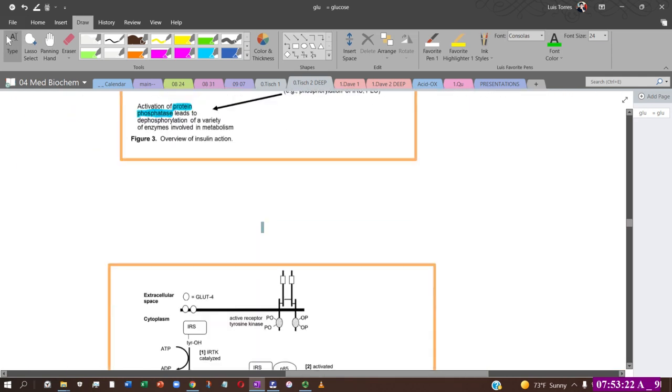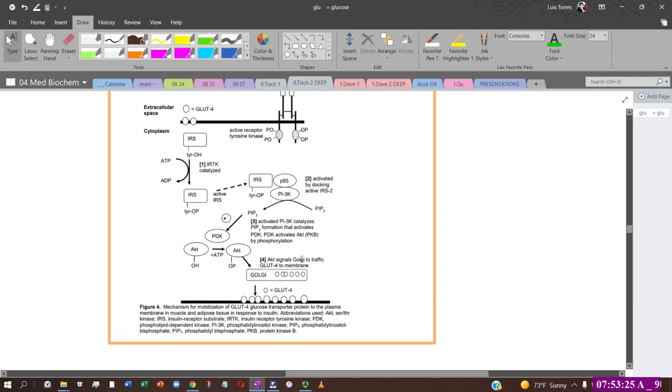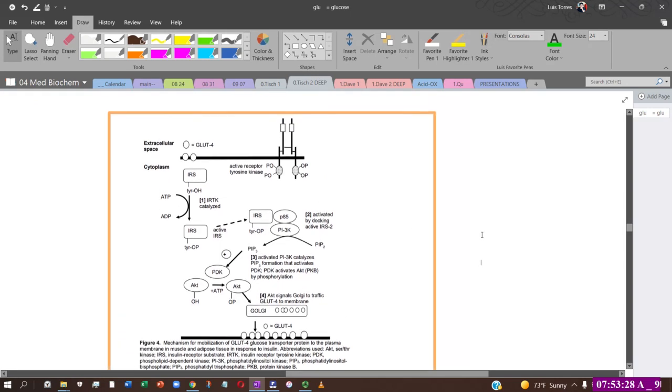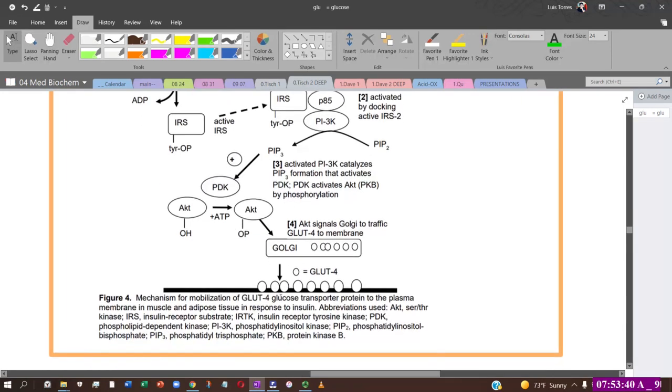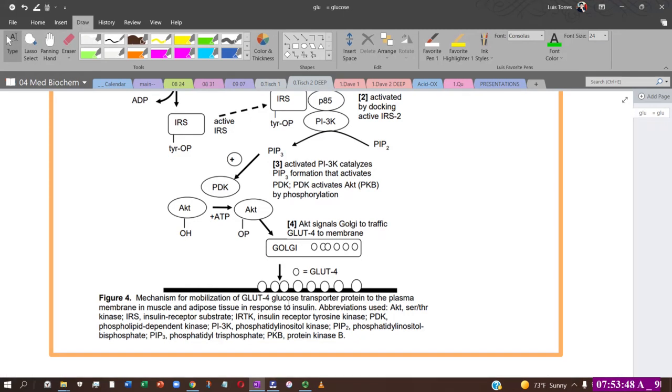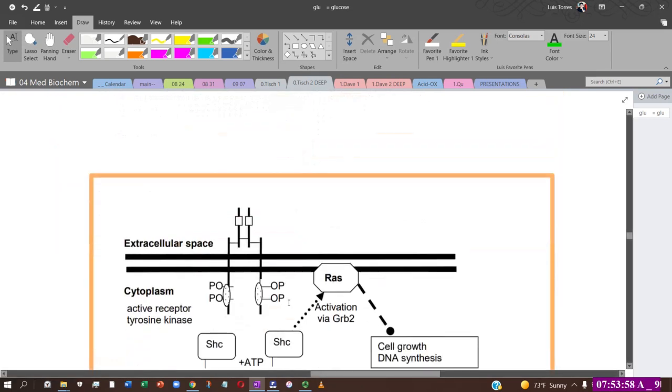Cool. Moving on to figure 4 out of 5, there is extracellular space again on top and then cytoplasm on the bottom. Looks good. Again, we seem to have an insulin receptor up top, and the caption says the following: the mechanism for mobilization of GLUT4 glucose transporter protein to the plasma membrane in muscle and adipose tissue in response to insulin. These are the abbreviations. Okay, cool. We'll get around to that.